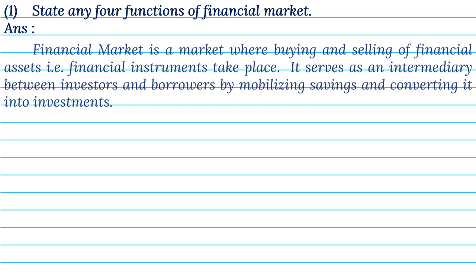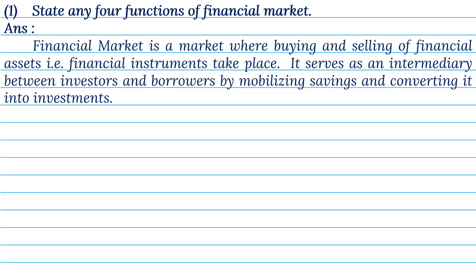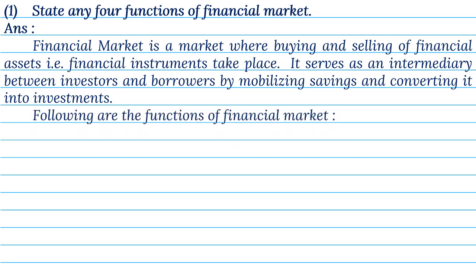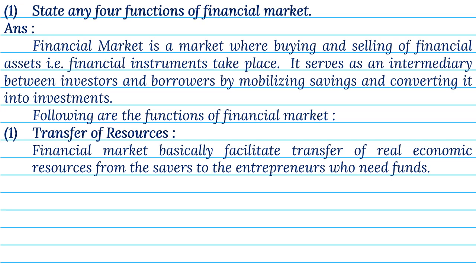Answer. Financial market is a market where buying and selling of financial assets, that is financial instruments, take place. It serves as an intermediary between investors and borrowers by mobilizing savings and converting it into investments. Following are the functions of financial market. 1. Transfer of resources. Financial market basically facilitates transfer of real economic resources from the savers to the entrepreneurs who need funds. 2. Productive usage.